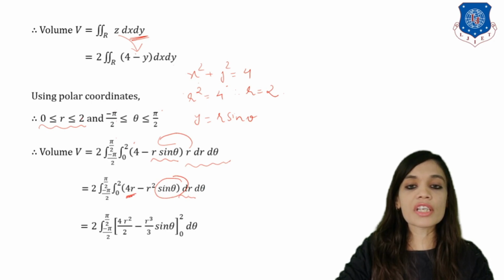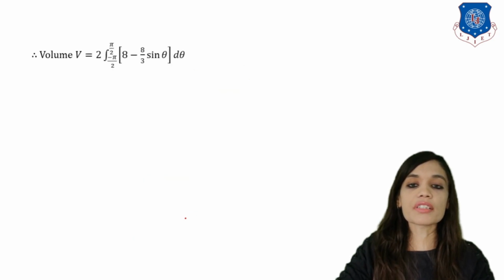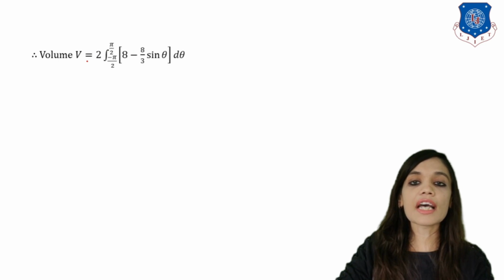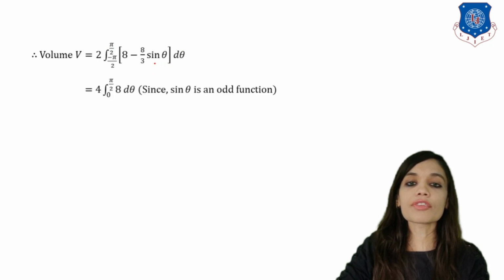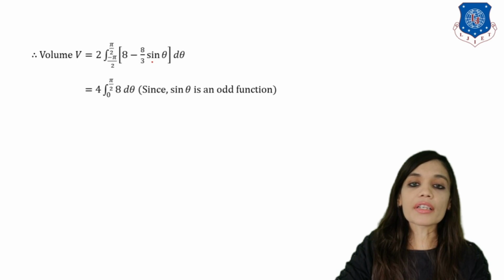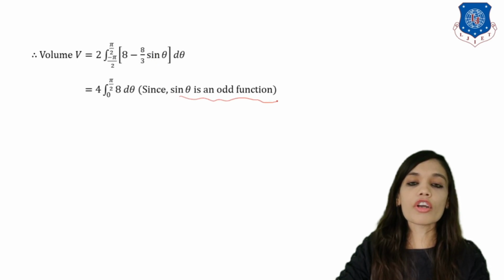So integration of this term will be what? 4r square by 2 minus sin theta will remain constant and integration of r square will be what? r cubed by 3 and the limits are 0 to 2. Okay, so now let us put the limits in place of r. So finally the answer of the volume will be 2 times integration minus pi by 2 to plus pi by 2, 8 minus 8 by 3 sin theta d theta. Okay, now we will integrate with respect to theta. But sin theta is an odd function, right?